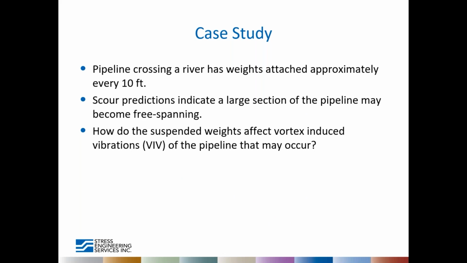Okay, let's do a brief case study on vortex-induced vibrations. So for this case, I've got a pipeline crossing that has river weights attached approximately every 10 feet to the pipe. And scour predictions were performed that indicated that some sections of the pipeline might become free spanning. The question then is, how do the weights affect the VIV? Does it make it better? Does it make it worse?